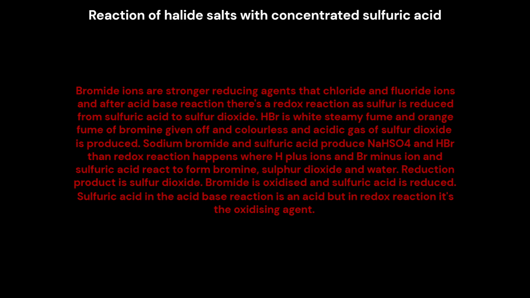Bromide ions are stronger reducing agents than chloride and fluoride ions, and after the acid-base reaction, there's a redox reaction as sulfur is reduced from sulfuric acid to sulfur dioxide. Hydrogen bromide is a white steamy fume, and an orange fume of bromine is given off, and a colorless and acidic gas, sulfur dioxide, is produced. Sodium bromide and sulfuric acid produce NaHSO4 and hydrogen bromide. Then a redox reaction happens where H+ ions and Br- ions and sulfuric acid react to form bromine, sulfur dioxide, and water.